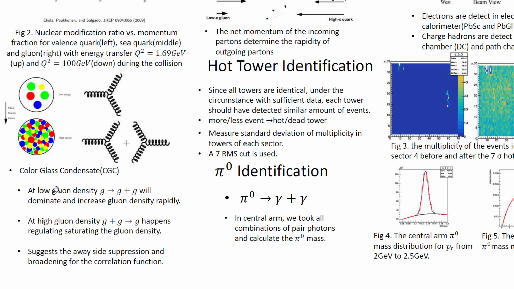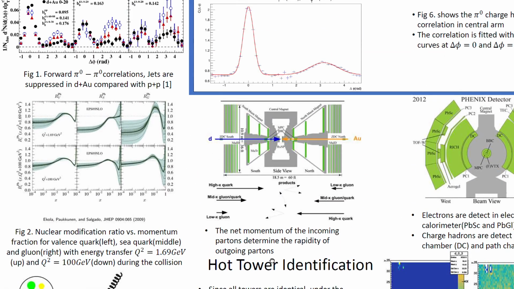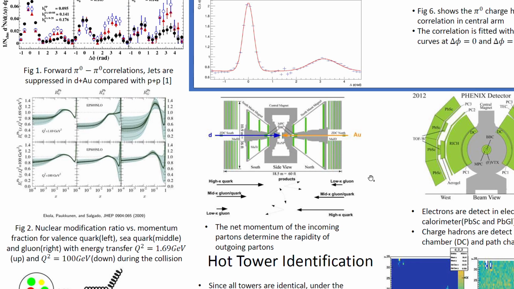The color glass condensate also predicts that the azimuthal width should increase for the heavy ion collisions compared with the proton-proton collision. And that's what we're trying to measure. Since we are mostly interested in the low x gluon from the gold nuclear, we're interested in the events when a mid or high x quark meets a low x gluon from the gold nuclear, and according to the conservation of momentum, the products will fall into the central and forward rapidity range.